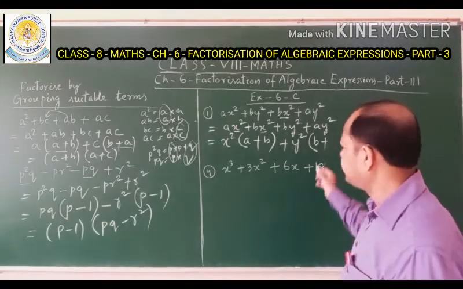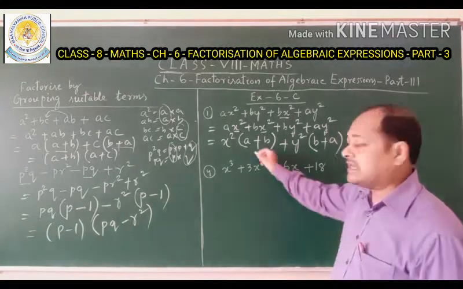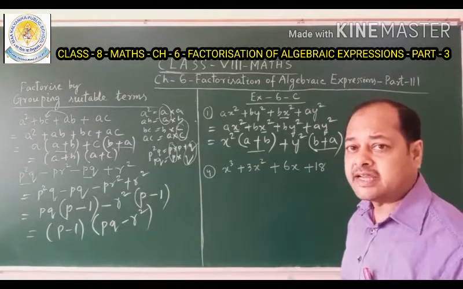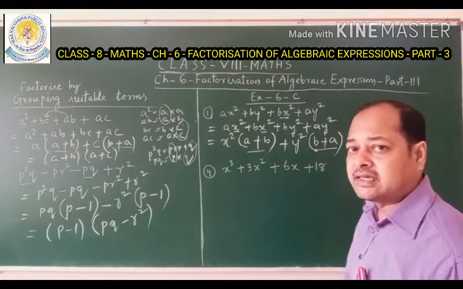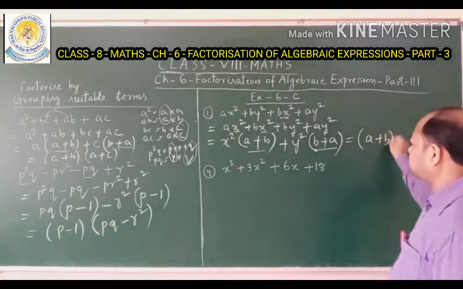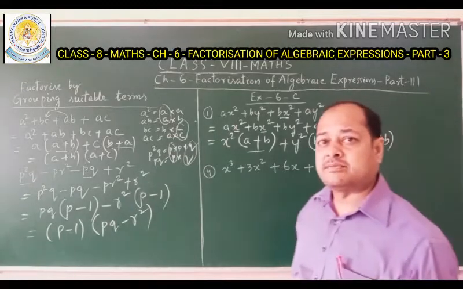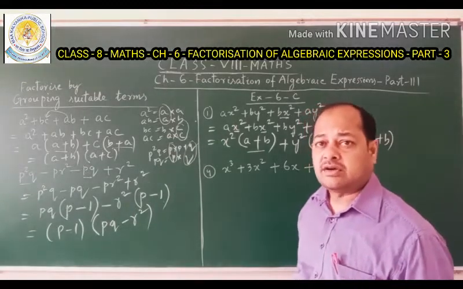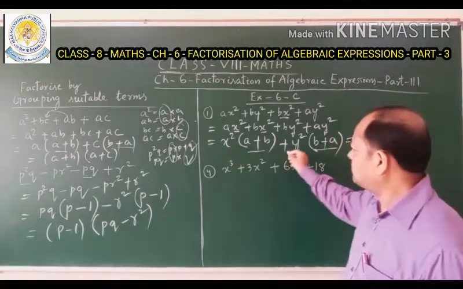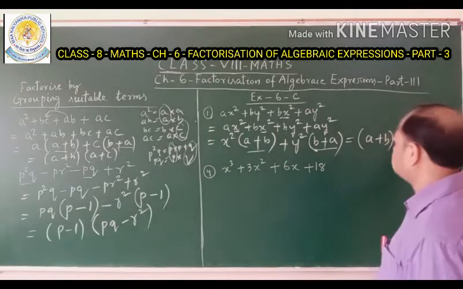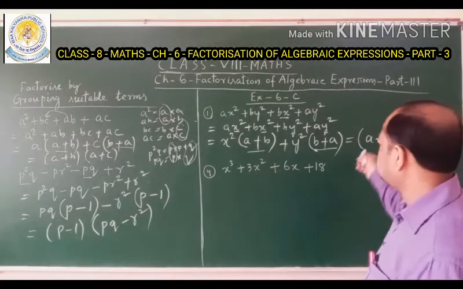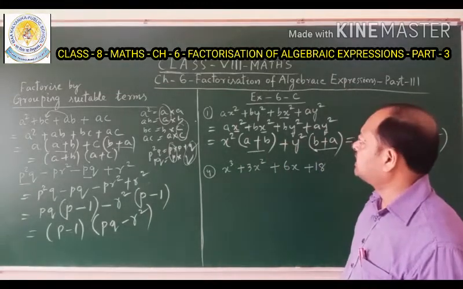So we see here that a plus b and b plus a are both the common binomial factor. So we can write like this. The common binomial factor is a plus b, because a plus b and b plus a are the same according to the commutative law, into x square plus y square. So this is the solution of this algebraic expression.